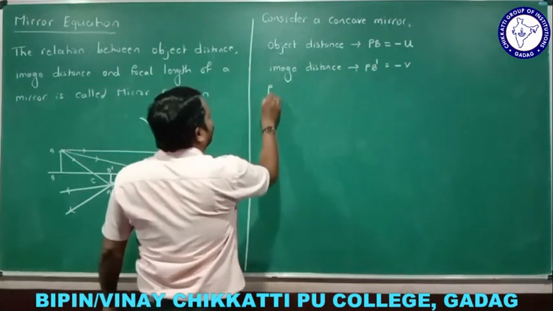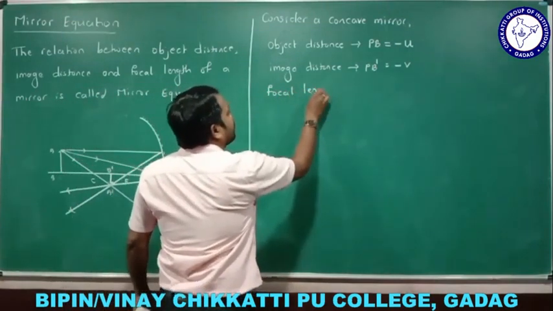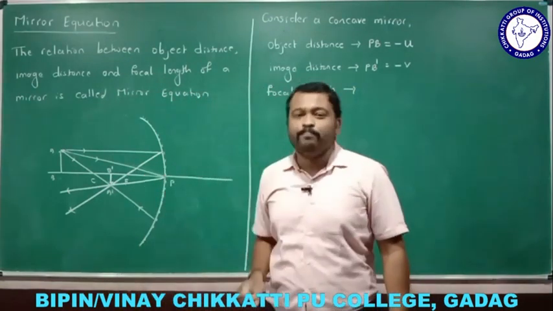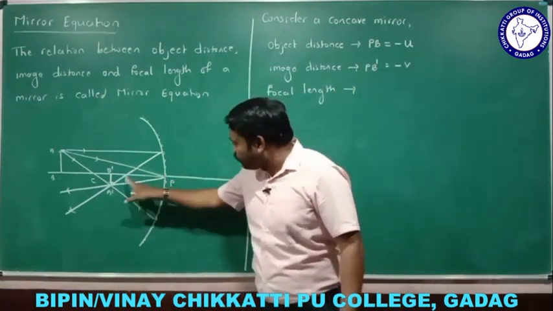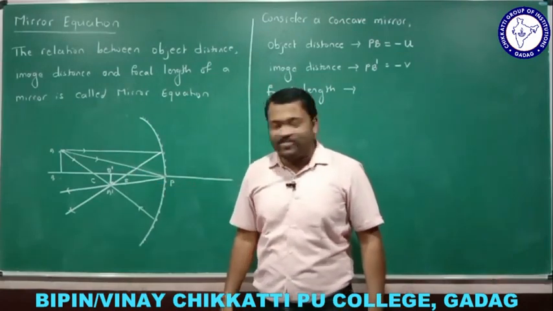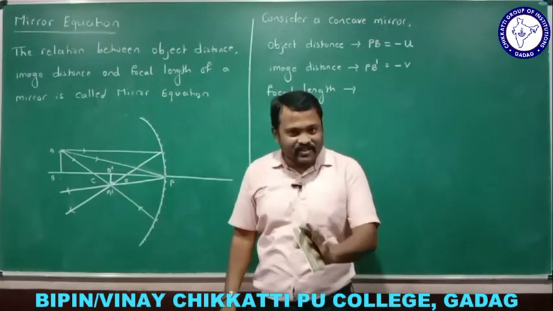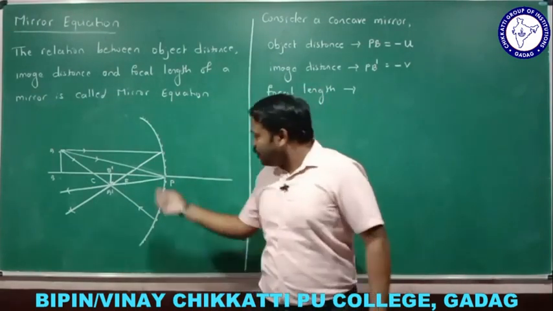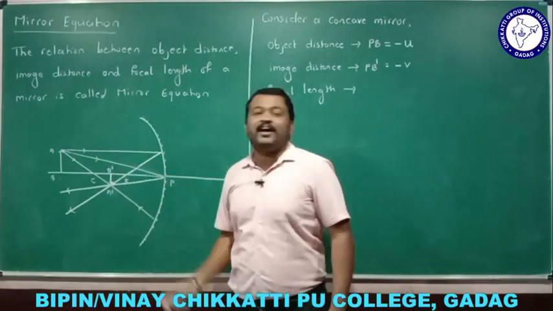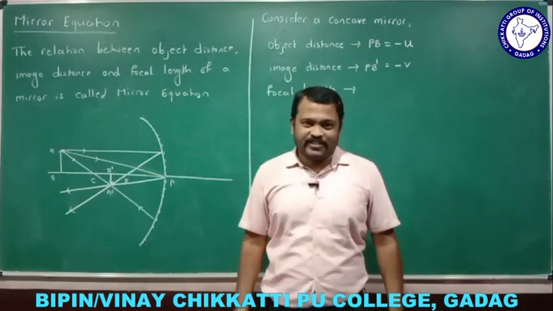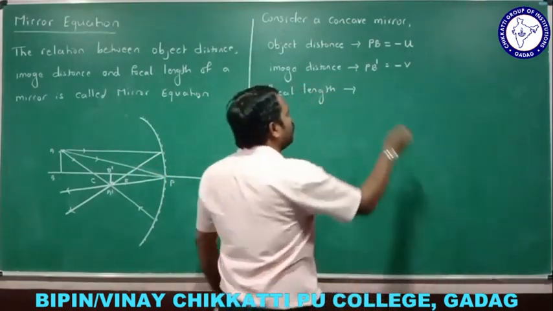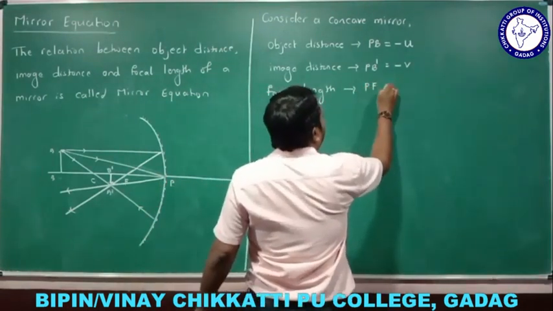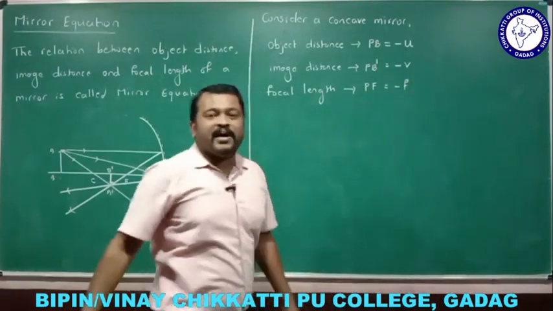Next, shall I go with the focal length? What is the focal length? It is the distance between the principal focus and the pole. Where is the pole? This. Where is the principal focus? F. So PF is the focal length. Now the question arises, is it positive or negative? For PF, I am going opposite to the direction of the incident ray. Again, the focal length is also negative. So PF is the focal length, and I take it as minus F.